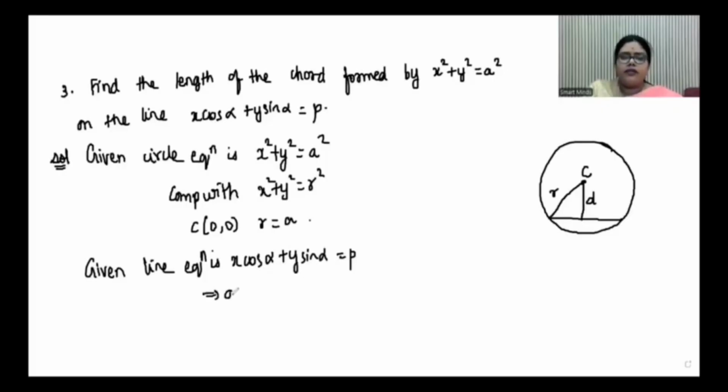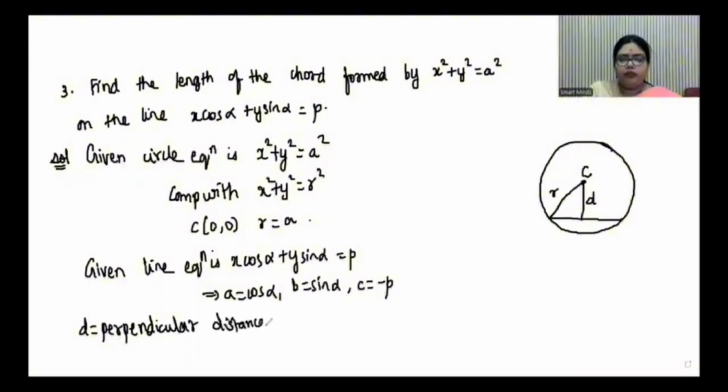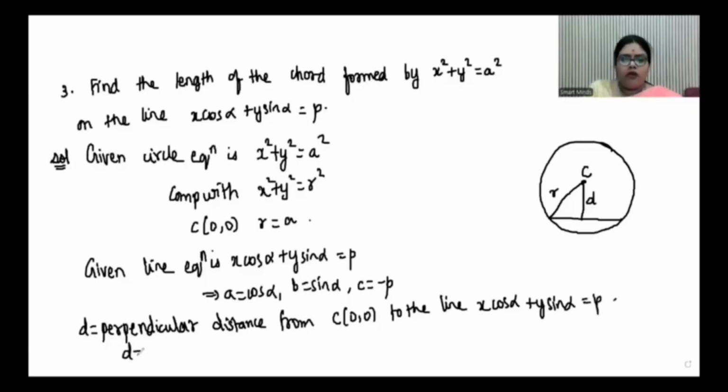So here a is cos alpha, b is sin alpha and c is minus p. Now d is the perpendicular distance from center 0, 0 to the line x cos alpha plus y sin alpha is equal to p. What is the formula for d?